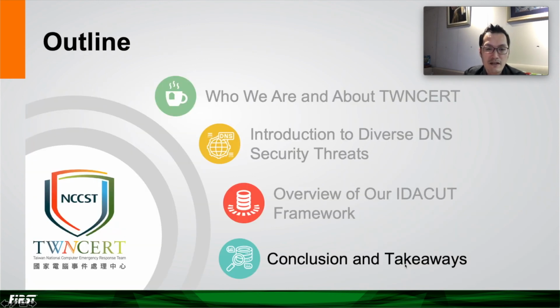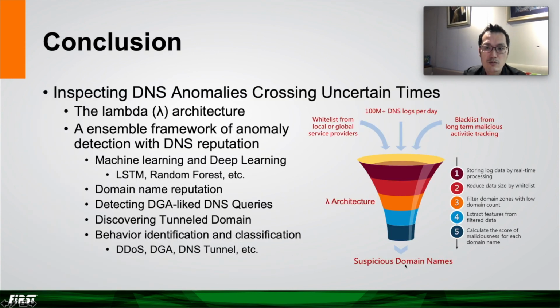So, finally, the conclusion and the takeaways. In order to provide the capacity to process DNS behavior in a Tier 1 network, we first established a Lambda data processing platform as the basis, and to inspect DNS anomalies across uncertain time. In addition, we built an ensemble framework that can share the same behavior characteristics for multiple purposes.